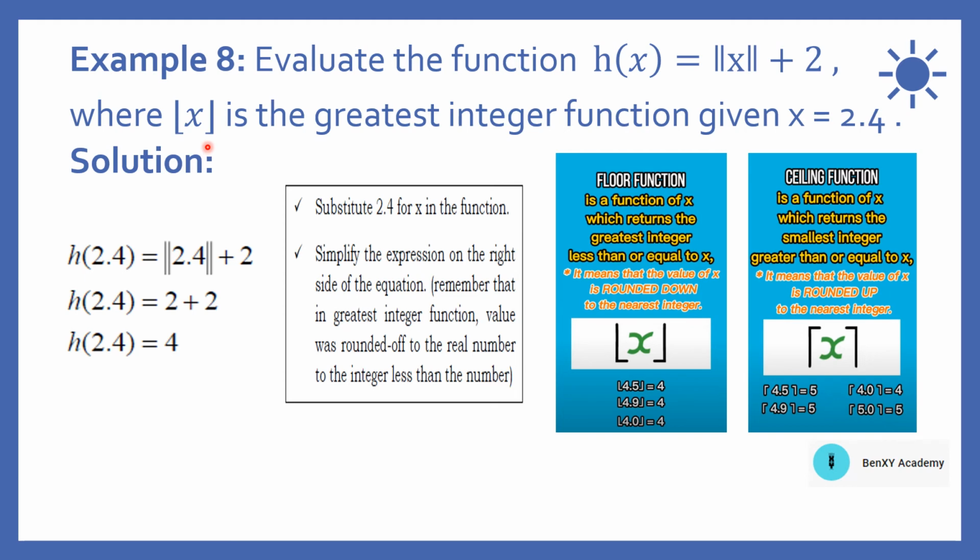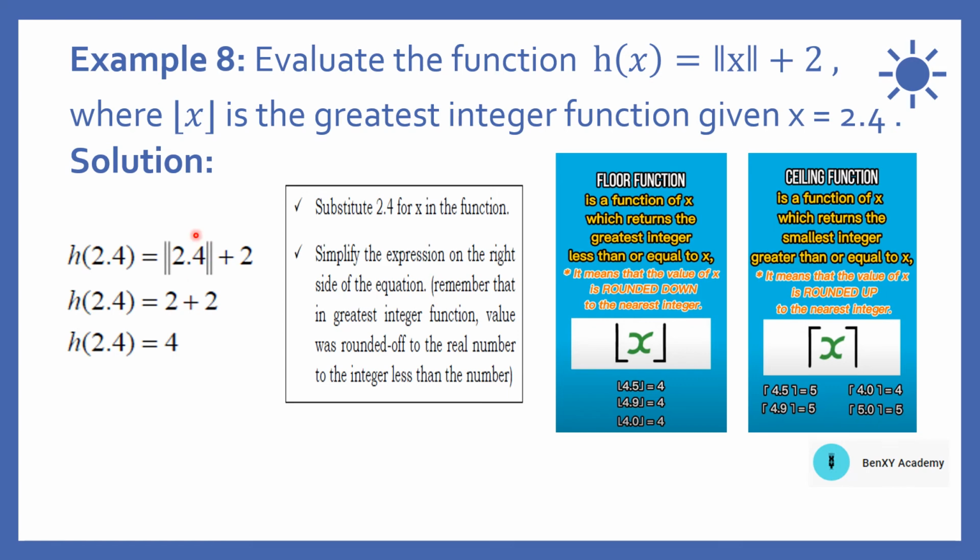So, punta tayo ngayon sa solution. So, ito yung given natin. Yung x natin, double bar x siya ay floor function. Ibig sabihin, magra-round down tayo. So, sinubstitute sa x yung value niya, which is 2.4. Kaya, double bar 2.4 ito plus 2. So, ang floor function ng 2.4, dahil magra-round down tayo, so, ang floor function ay 2.